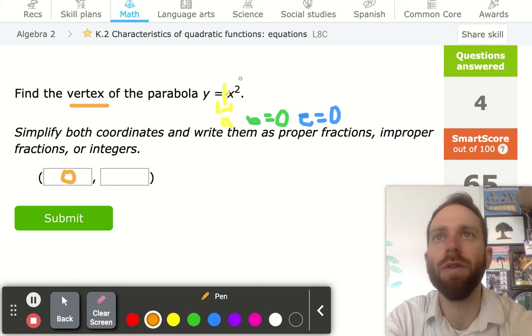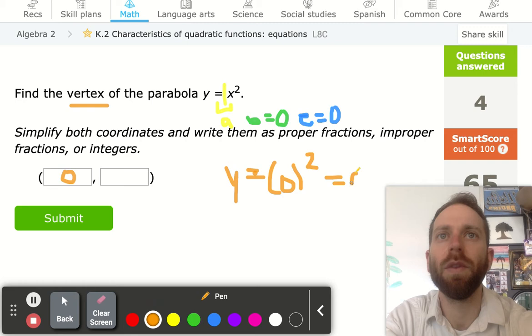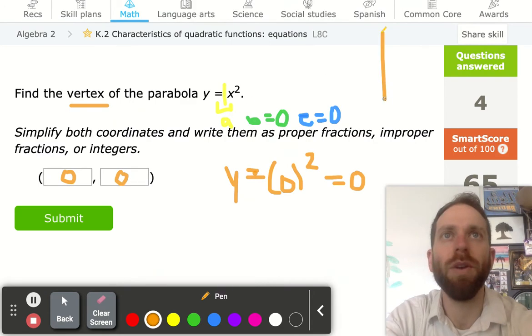We plug a 0 into our equation, we get y equals 0 squared. Well, 0 times 0 is just 0. So the point that represents the vertex is just 0, 0. And it makes sense, because if you just graph y equals x squared, it's just going to look like this. It's going to go right through the origin. That's the vertex, 0, 0.